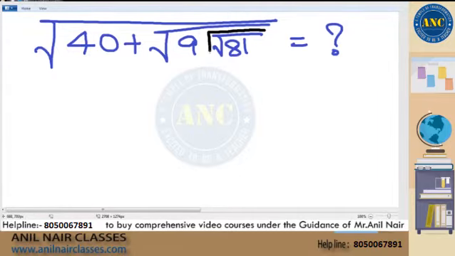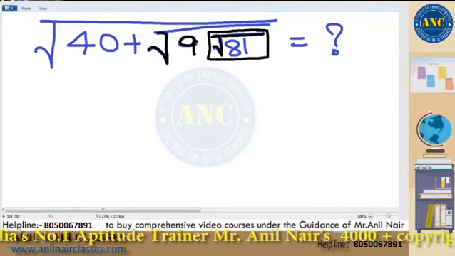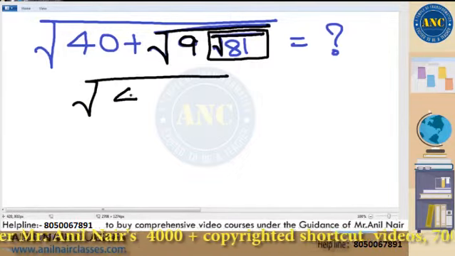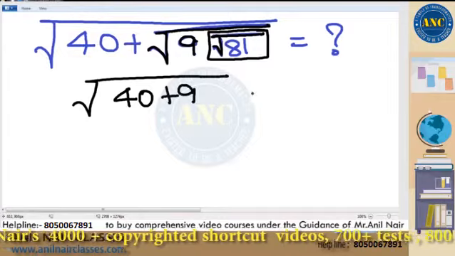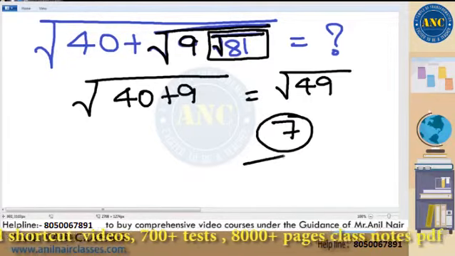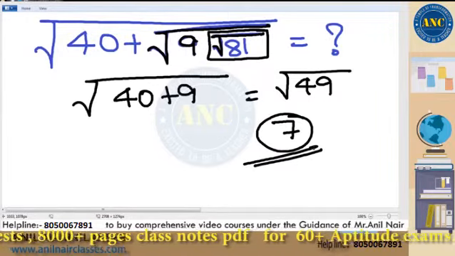If I take from the inner, square root of 81 is 9. So this becomes 9 into this term which is there in the box, which is also 9. 9 into 9 again is 81. This square root of 81 is again 9. So you will be left with square root of 40 plus 9, square root of 49, which is 7.